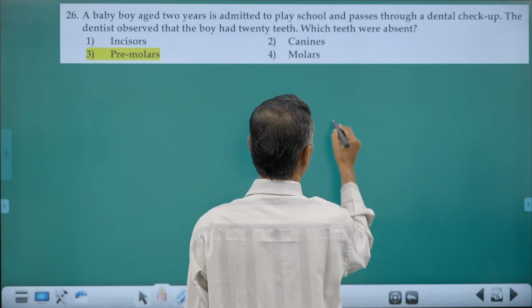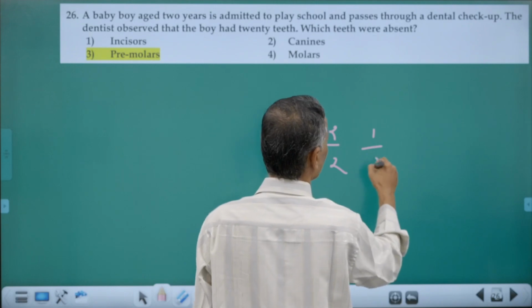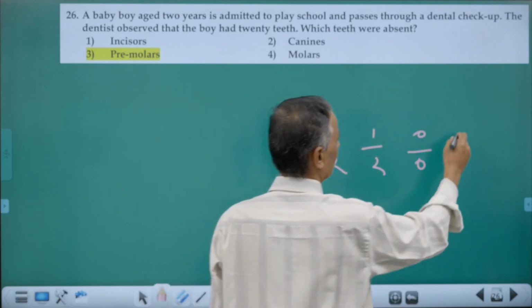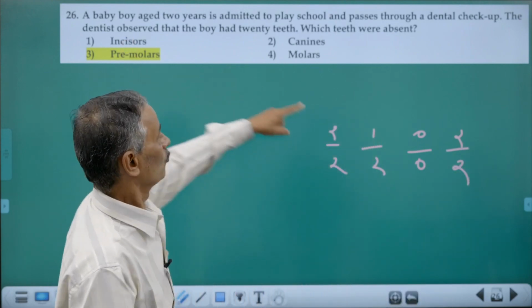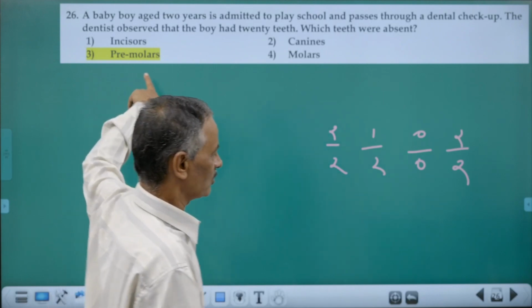In milk dentition, what is the formula? Premolars are missing. We have incisors, canines, and only 2 molars each. So there is no representation of the premolar. That is what is meant.